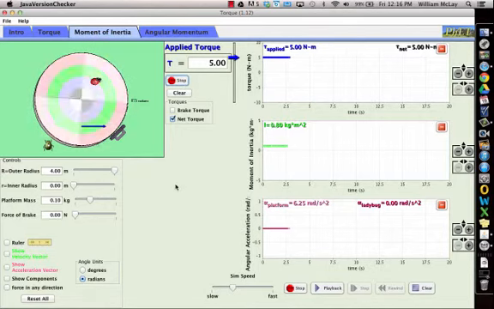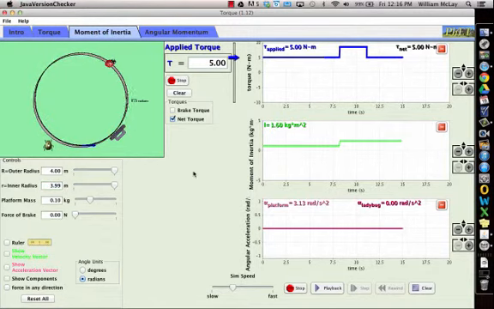Now, back to my original situation with my solid disk. I'm going to change it from a disk to a thin hoop. So that means instead of a solid disk, it looks like this, a very thin hoop. Now, what you'll notice by changing the shape, okay, so I didn't change the mass or the radius, I just changed the shape of it from a disk to a hoop. By going from a disk to a hoop, my moment of inertia went up. So a hoop actually resists rotating more than a solid disk. It's almost the opposite of what you might think.